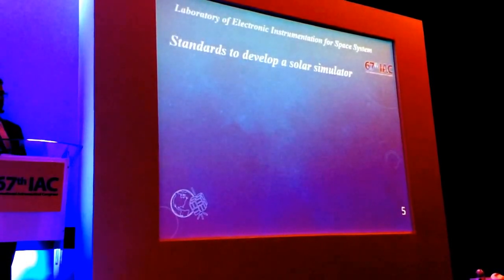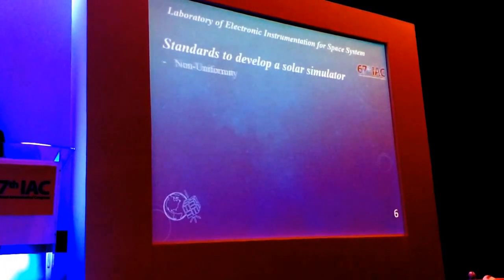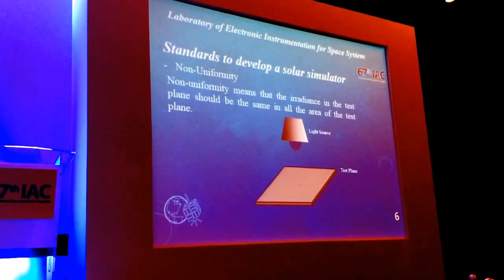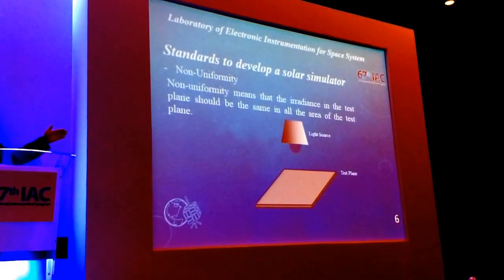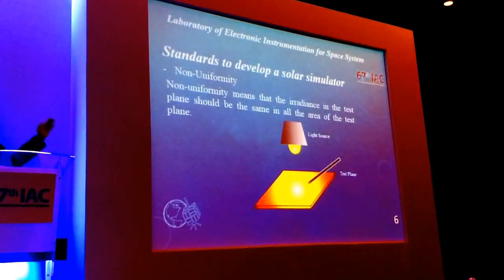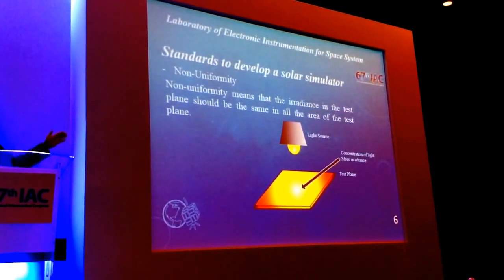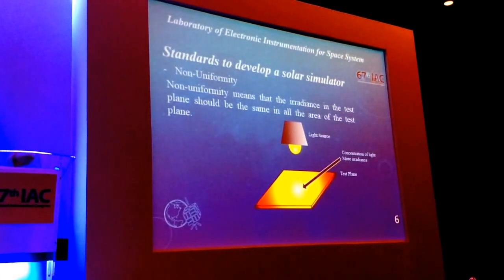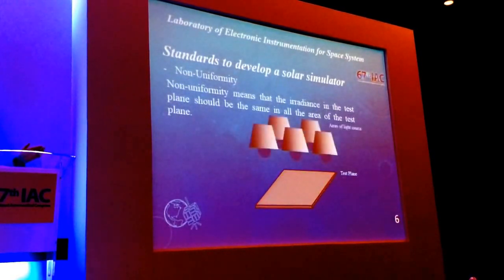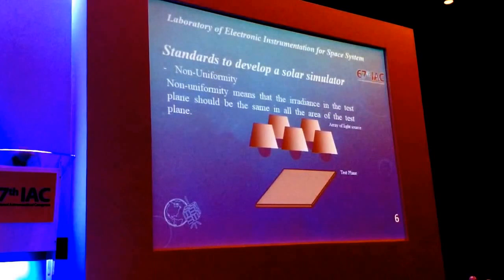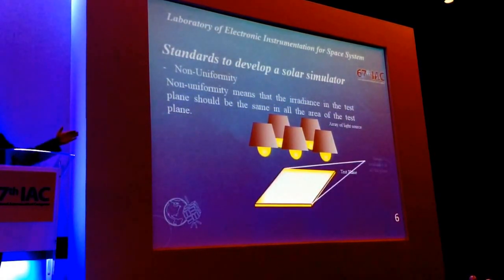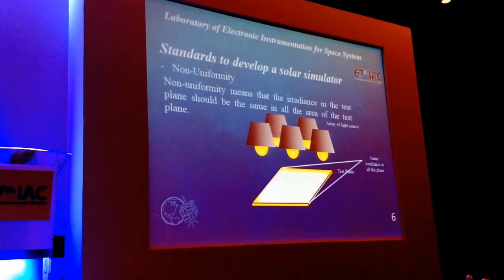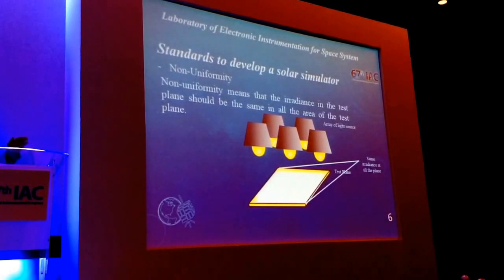The second standard is non-uniformity, and that means that the irradiance that the light source emits must be the same across the whole plane. For example, here we have one light source, and when we turn it on, we can see that all the irradiance is concentrated in the middle of the plane, and that is bad for the simulation because it's not a real case of what's happening in space. To get this better, we make an array of lamps, and when we turn it on, we can see that the irradiance of the light source is better, and we can say that the irradiance is the same across the whole test plane.